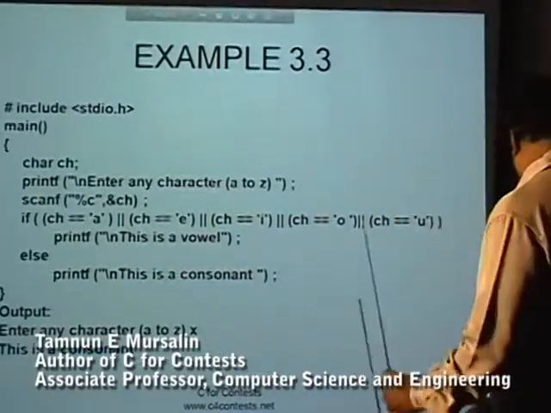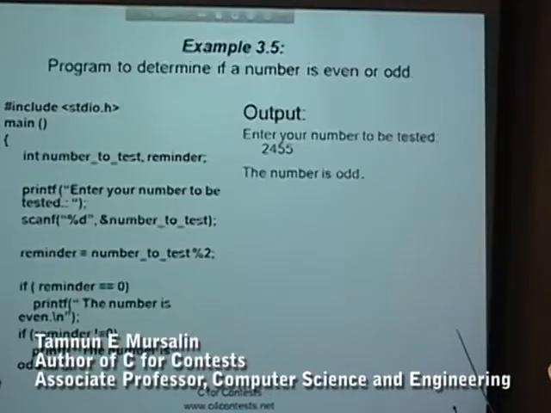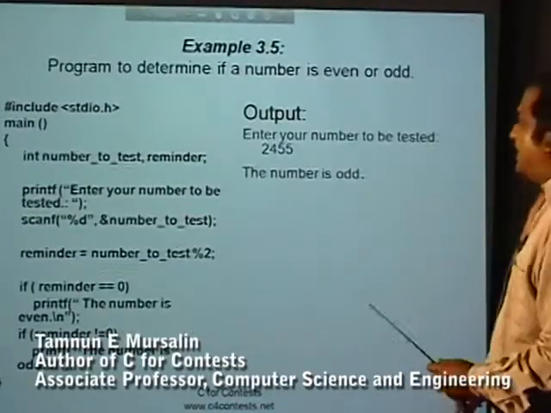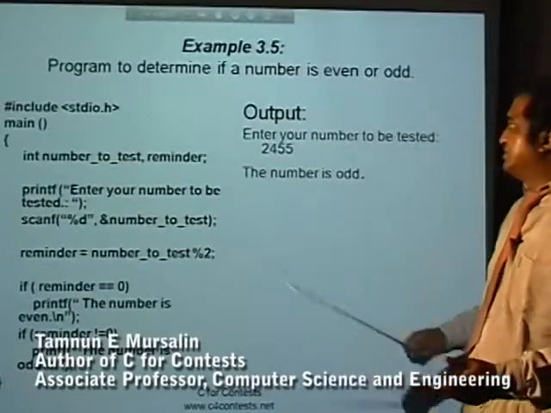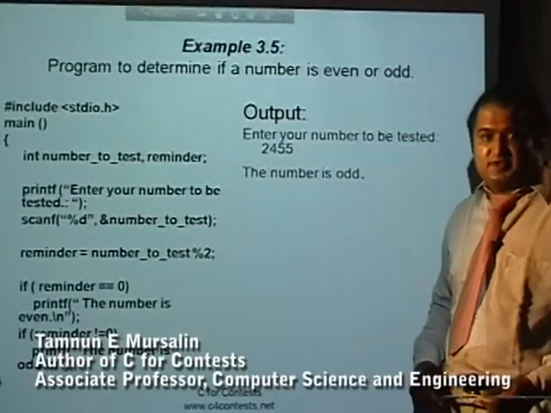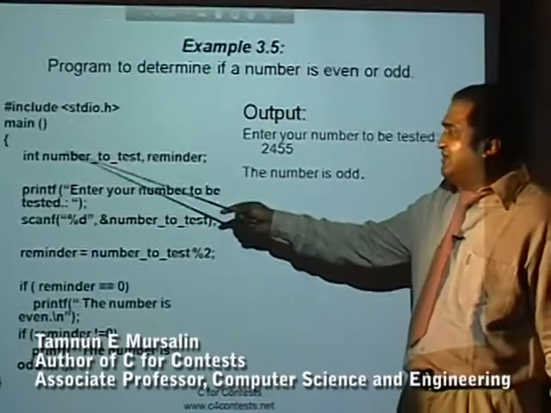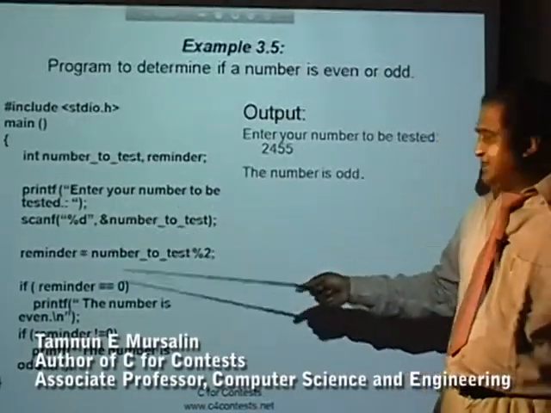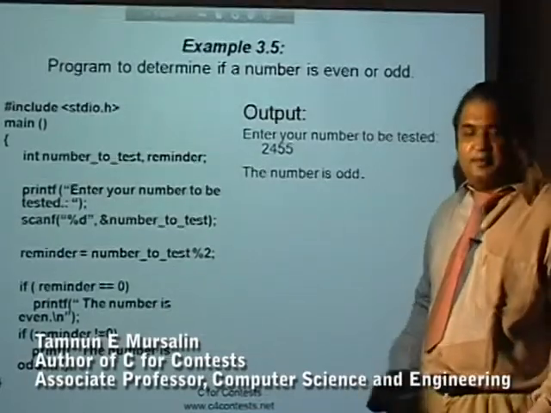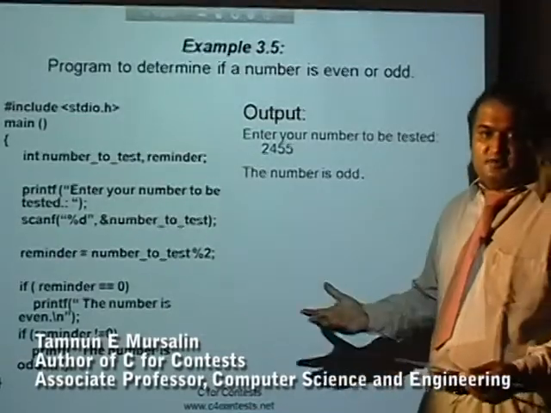So I guess you understood the if-else problem, and now let's look at another problem. This is example 3.5 from the C4 contest book. We have again the main function. What this problem does is check if the number is even or odd. It is one of the major problems.